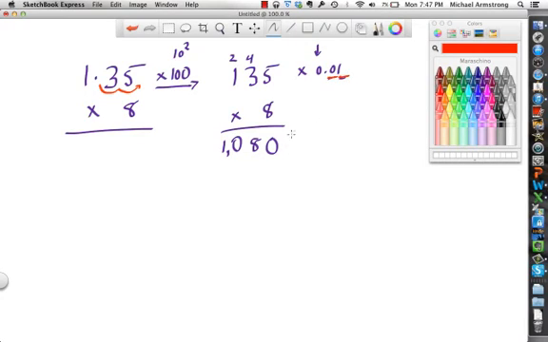So really, the decimal moves back over in our final answer, so that 1.35 times 8 is equal to 10.80. And really what we're doing is we just have 2 decimal places in our answer. We had 2 decimal places in our question.